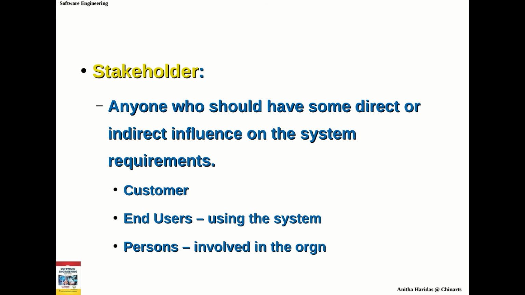Or the persons involved in the organization. Say for example, if it is a college management system, then the management, the executives or dean of the institution, are all involved in the organization. So they can also be called stakeholders of the system. So whoever has direct or indirect influence over the system requirements can be called stakeholders. So obviously the requirements must be collected from these various stakeholders.